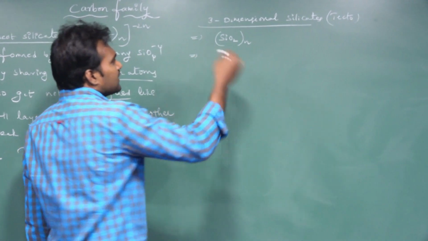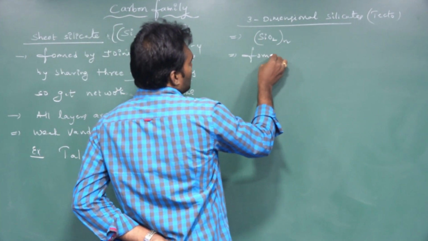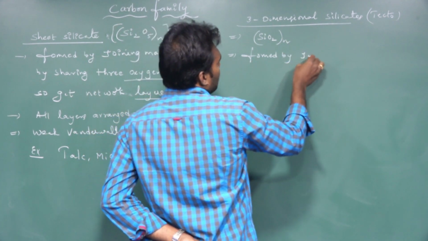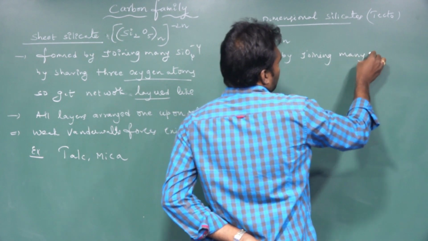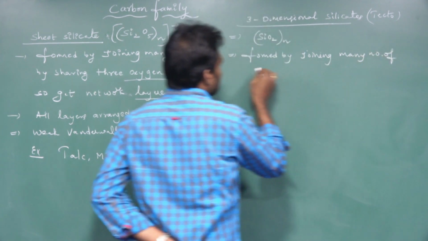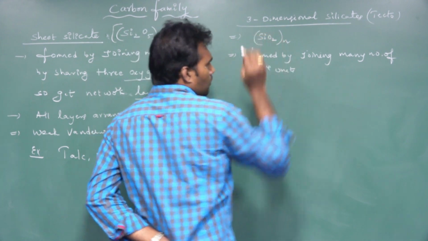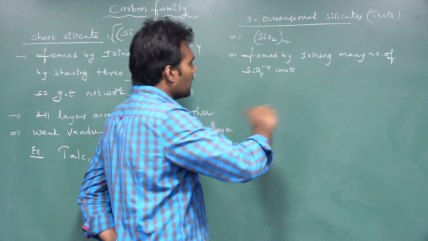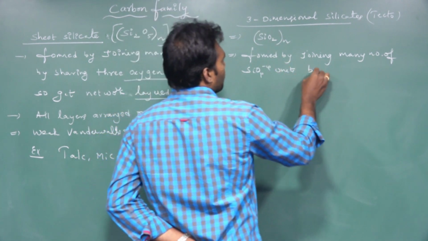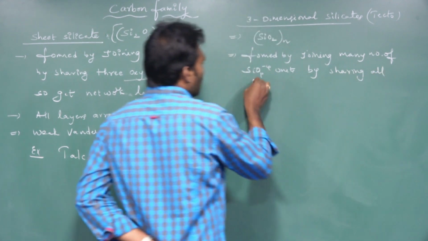And how are these silicates generally formed? These silicates are formed by joining many silicate units, in different patterns, in many forms, by sharing all 4 oxygen atoms.